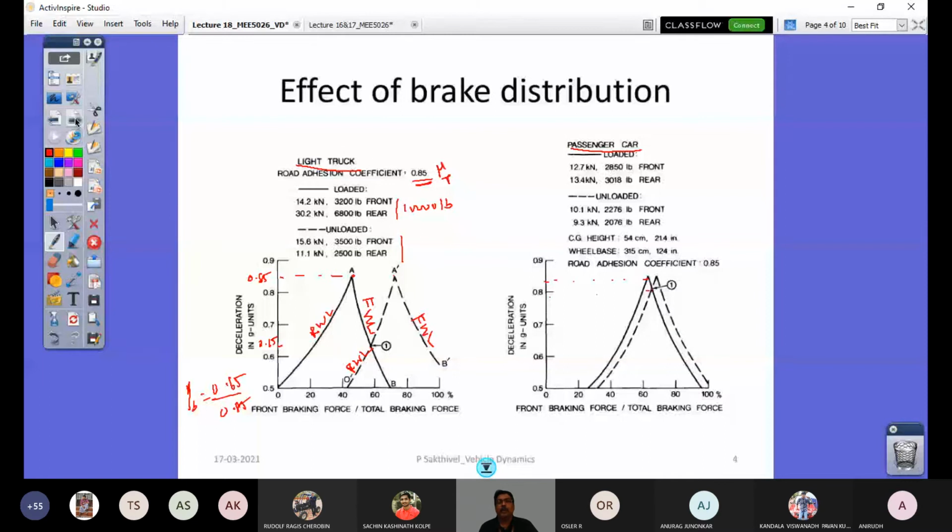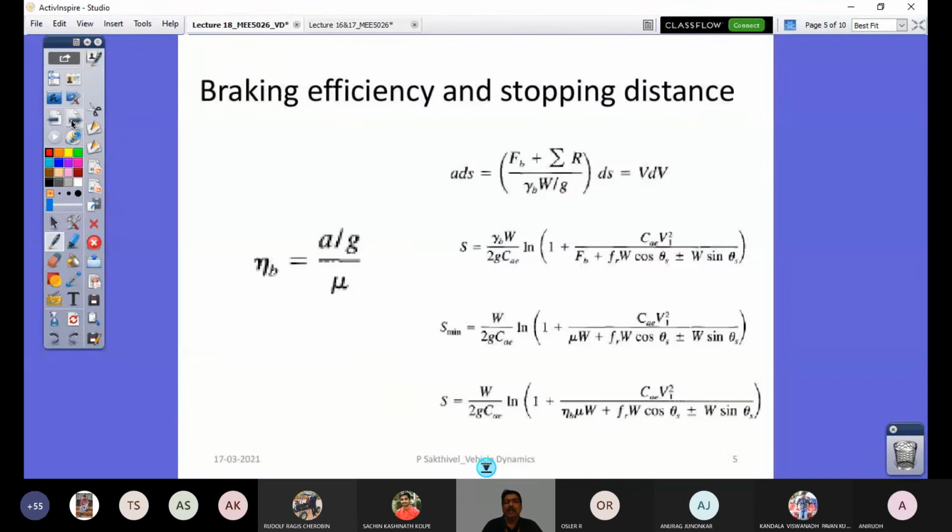And then let's go to two important criteria to decide. One we have already seen, which is braking efficiency. So how do you define your braking efficiency? That statement is very important. So braking efficiency you define in this fashion.